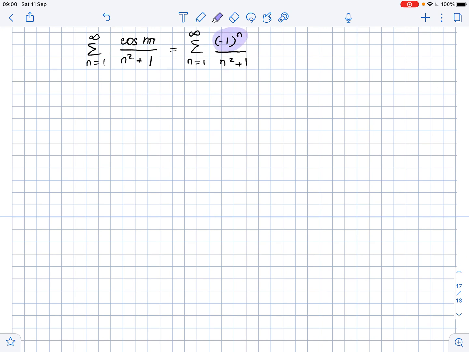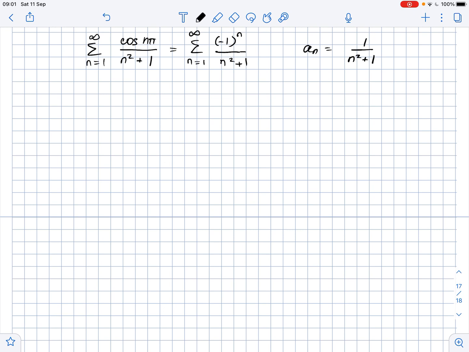we have changed our numerator because we know that cosine of n pi, where n is an integer number, will always be equal to -1 or 1. So that's why this is (-1)^n. Well, now we understand that this is an alternating series with a_n being equal to 1 over n squared plus 1.